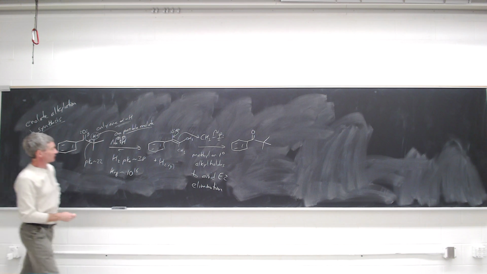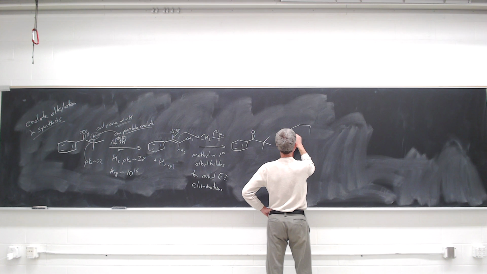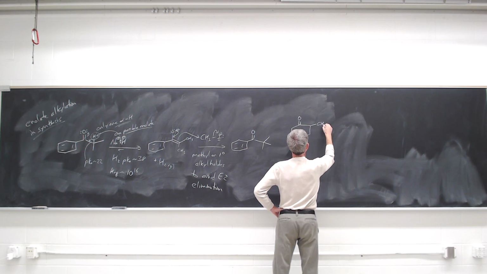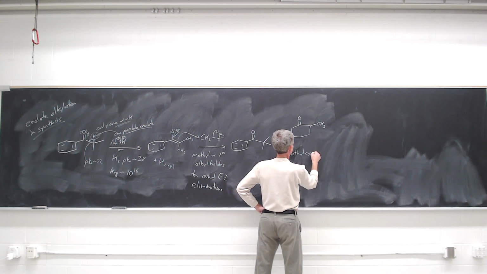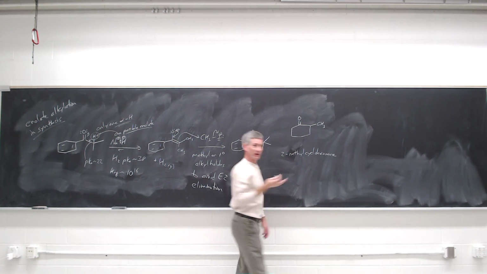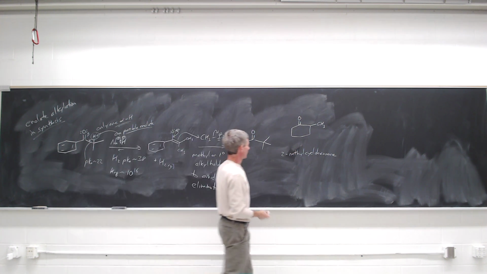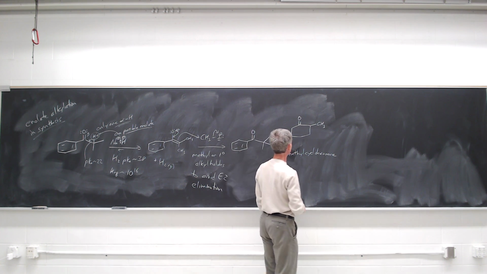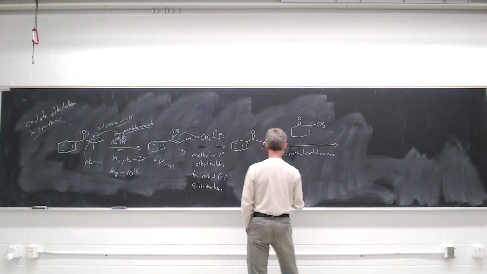You can also make this synthetically useful for a compound like 2-methylcyclohexanone by very carefully controlling the order of addition of your reagents. So instead of adding the lithium diisopropylamide to 2-methylcyclohexanone, we add the 2-methylcyclohexanone to the lithium diisopropylamide.